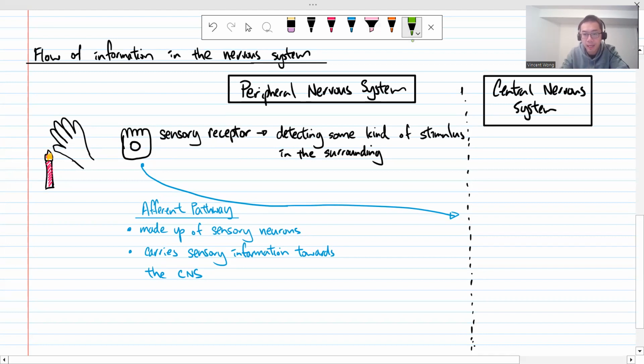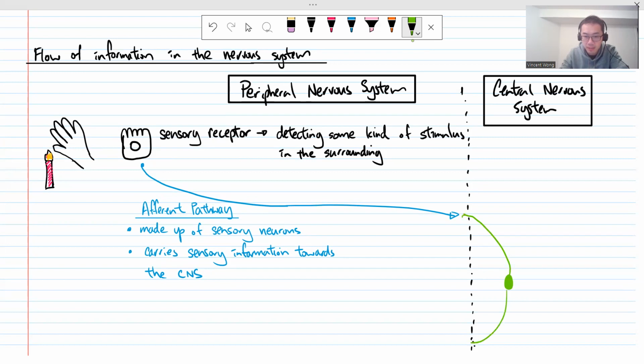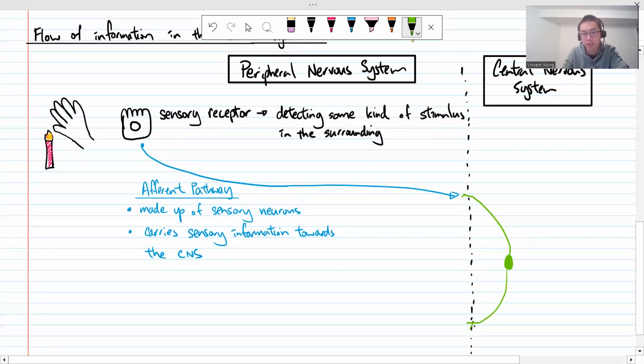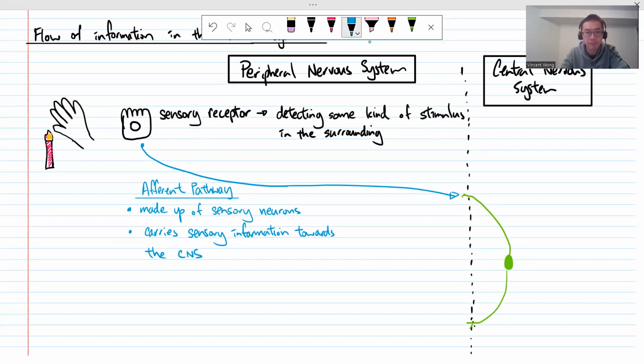And in the central nervous system, you're going to have another kind of neuron. It's going to be receiving the signal. And this one has like two tails. Not super important that you know that. I'll write something for you in a second.